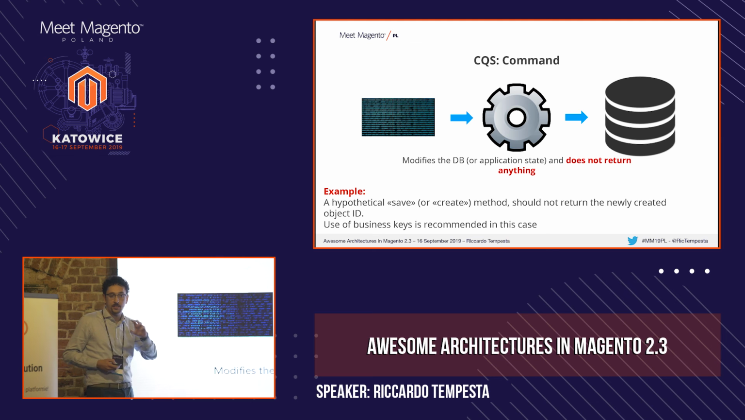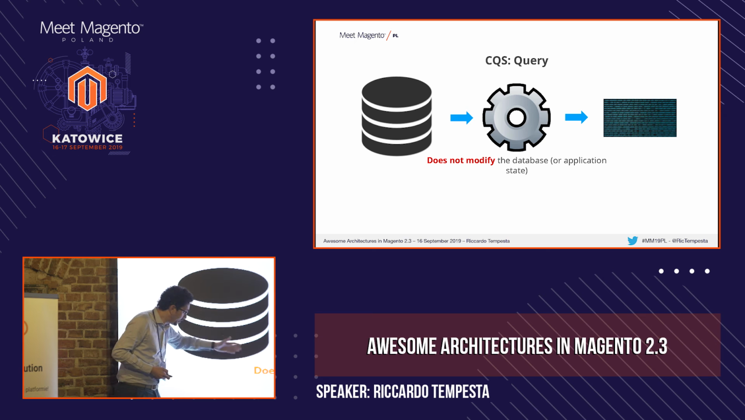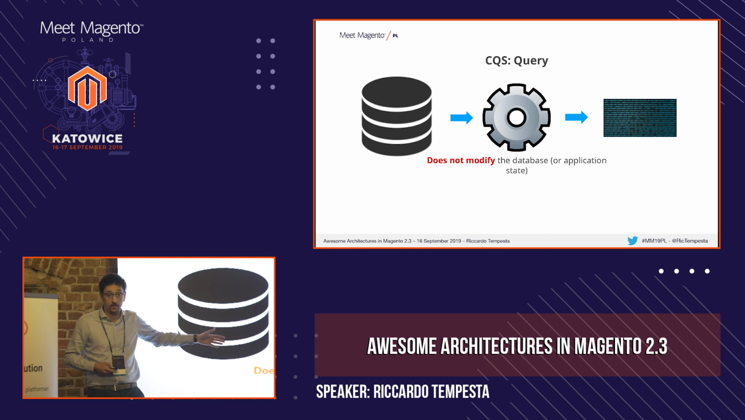So if you need to reference somehow, you have that key. And this is the main rule: it should be a void method, a void returning method. The query, of course, is something that reads the database, but never must modify the database or the application state. So for example, if you have a method that is getProduct, of course, it should not have side effects or save something to the database. Yeah, you say it's quite obvious. I can assure you that it is not so obvious sometimes.